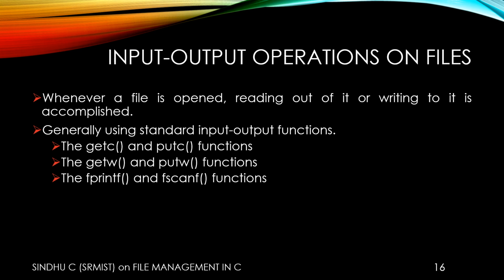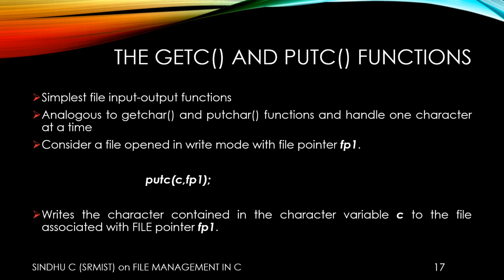Next comes the various input-output operations that can be performed on files. Whenever a file is opened, reading from it or writing to it is accomplished generally using standard input-output functions. We have these three categories: getc and putc functions, getw and putw functions, and fprintf and fscanf functions. The getc and putc functions are the simplest file input-output functions. They are analogous to getchar and putchar functions, and they can handle one character at a time.